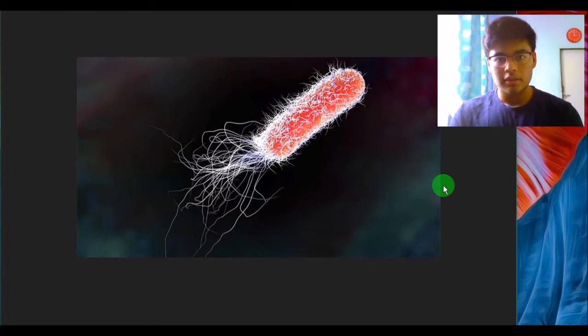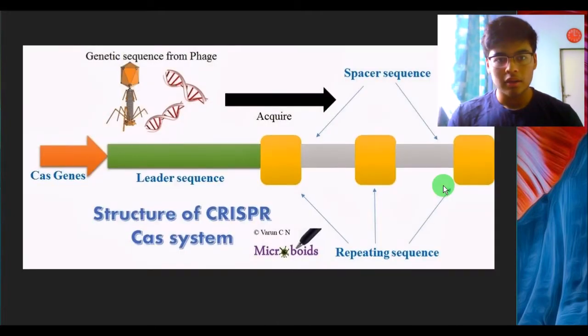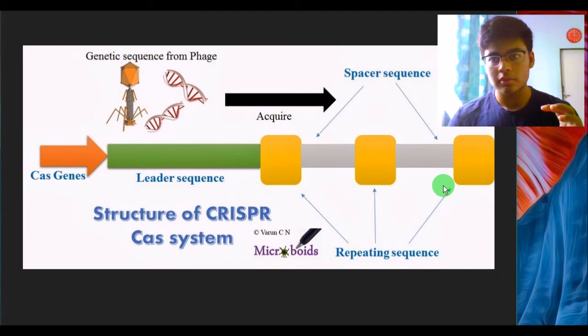This CRISPR system, this Cas9 system, is found in a specific bacteria. Its name is E. coli. Now, to understand this whole thing, let's first talk about how we fight diseases. It will give you a good idea of what's going on here.